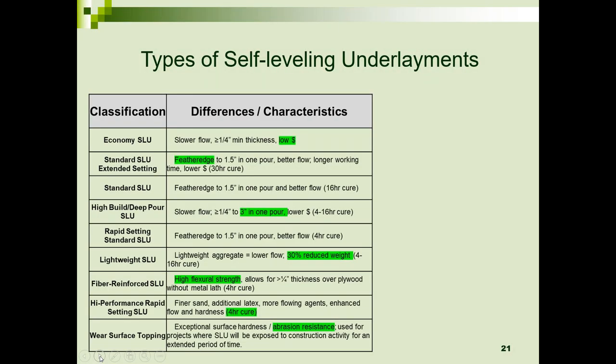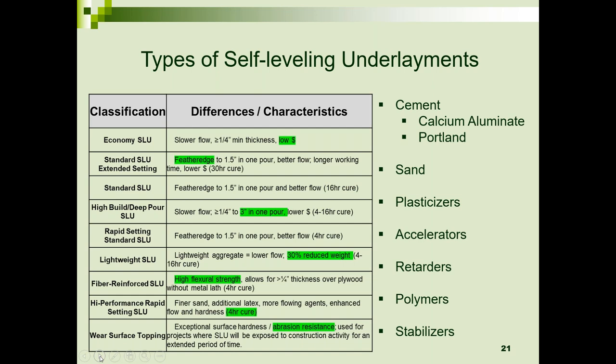And click again, Will. So the question is, why can't we make one product to serve all our needs? Why do we have to have 8 or 9 different materials there? If we take a look on the right, those are the basic constituents of a self-leveling material: cement, sand, plasticizers, polymers, and stabilizers. And for each of the green highlighted items, as an example, the ingredients on the right might change.